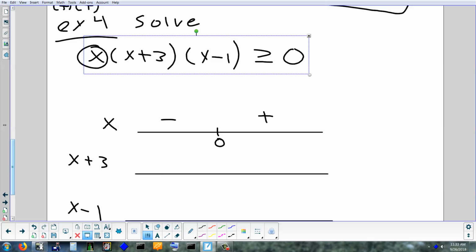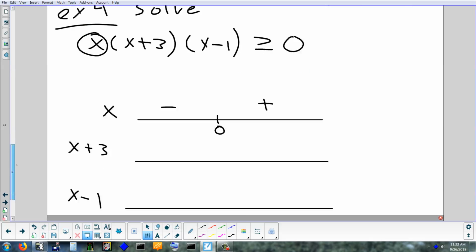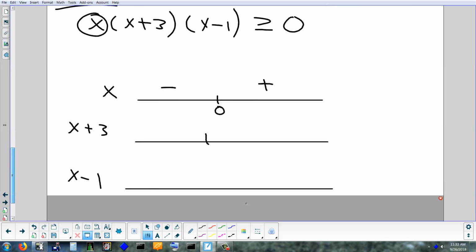Okay, second factor, x plus 3. Rachel, what would you plug into the second factor to make that 0? -3. If you plug in numbers smaller than -3, right here, what would you get? Negatives. Bigger than -3 for x? Positives.